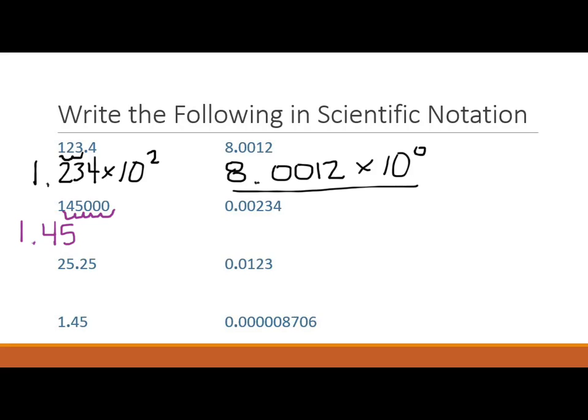So in this case, we're going to write times 10. And how many places do we move it? We moved it 5, right? 1, 2, 3, 4, 5. So that's going to be a 10 to the 5, 10 to the 5th.